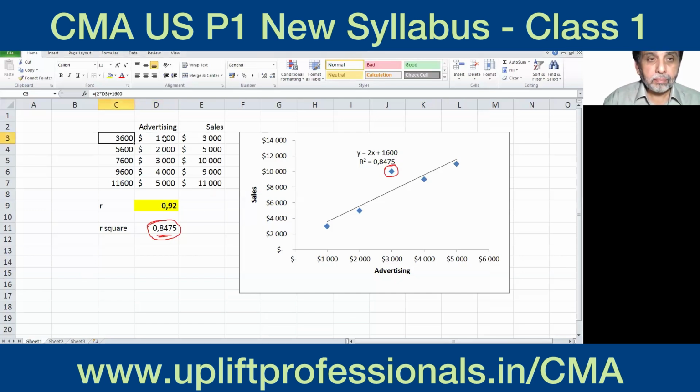There is a standard error, of course, with this equation. This is the equation: y is equal to 2x plus 1600. Standard error means if you apply the equation for 1000, when the actual sales is 3000, it gives you 3600. So a little bit of error is there because R square is not perfectly 1.